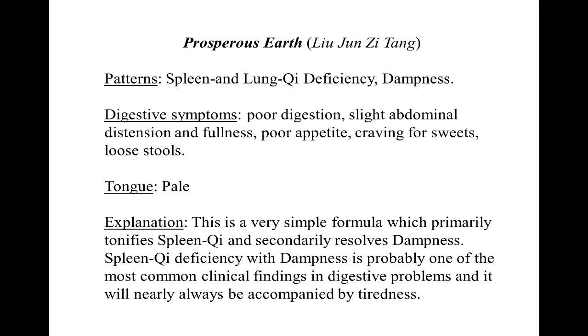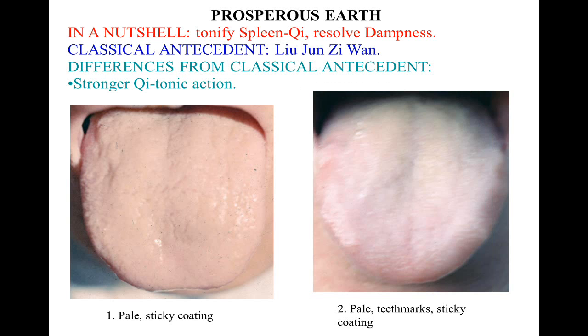Prosperous Earth, very simple remedy, very straightforward. A tonic of stomach, spleen, and lungs, Liu Jun Zi Tang, the Six Gentlemen prescription. Very useful for acupuncturists. You're treating someone with stomach and spleen deficiency, you give them this remedy to support your acupuncture. And again, these slides illustrate the remedy in a nutshell, the classical antecedent, and how it differs from the classical antecedent.